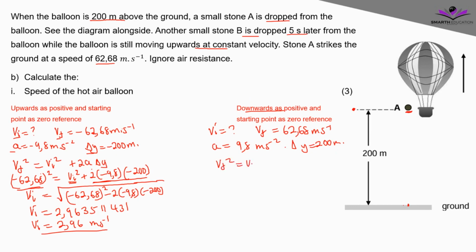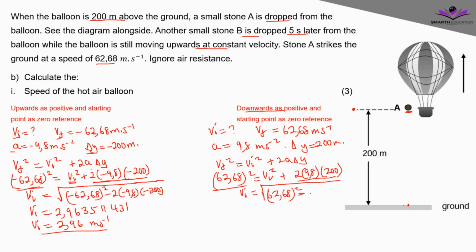Vf squared is equal to Vi squared plus 2a delta y. Then substitute: 62.68 squared is equal to Vi squared plus 2 times 9.8 times 200. Then we subtract this product from this, and square root both sides. So Vi is equal to the square root of 62.68 squared minus 2 times 9.8 times 200. Then put this in the calculator.